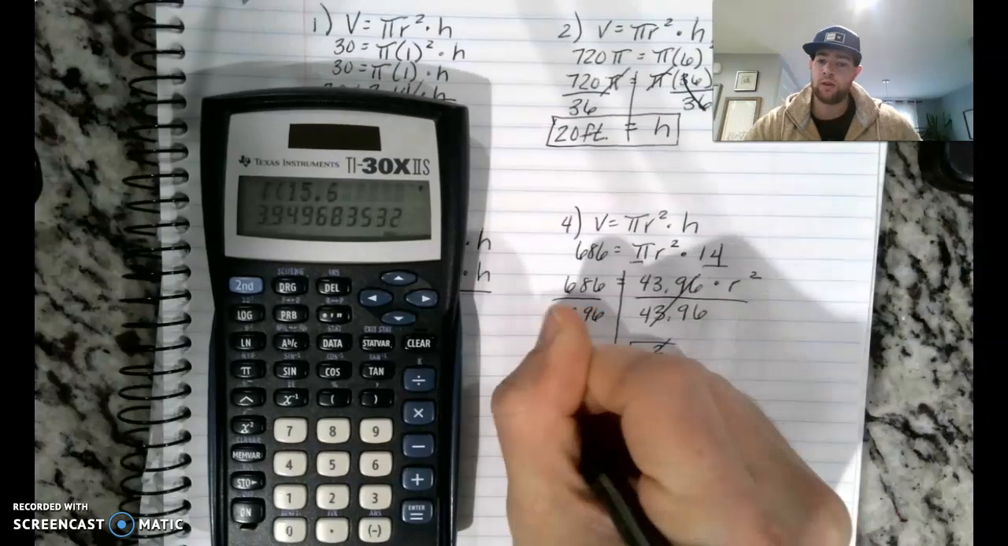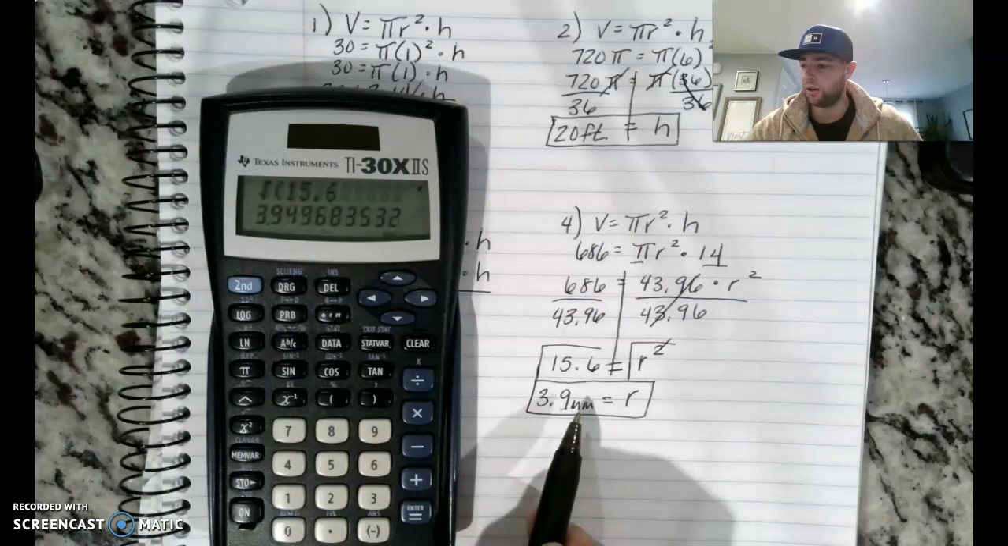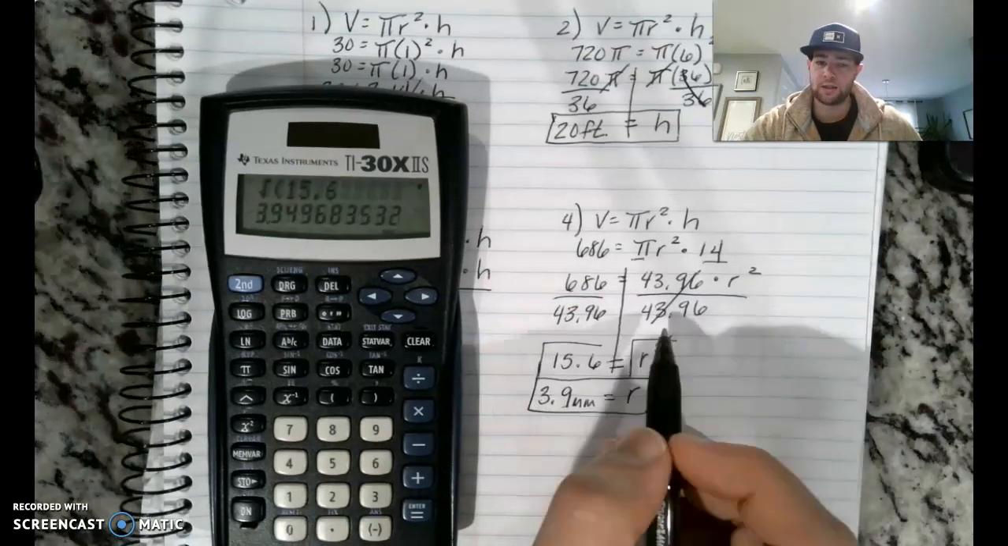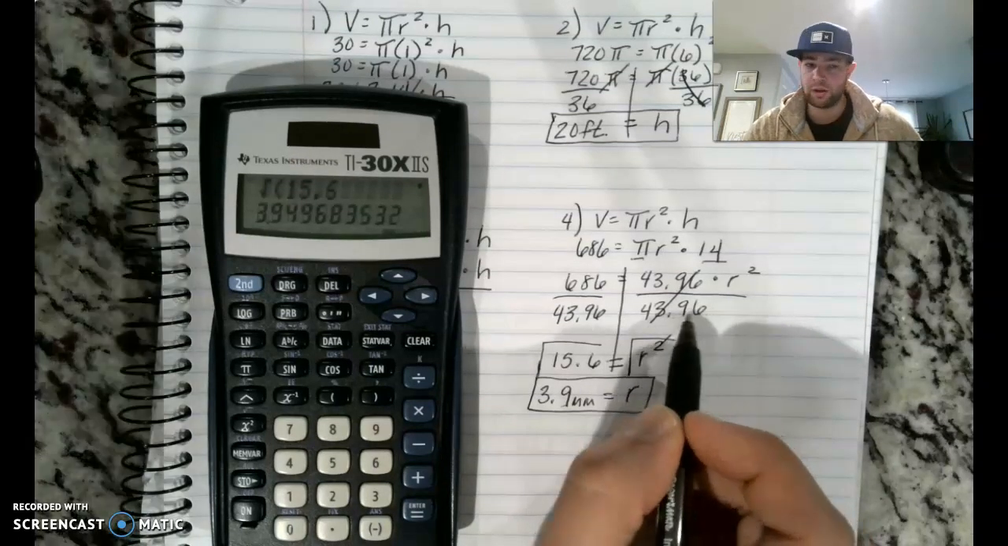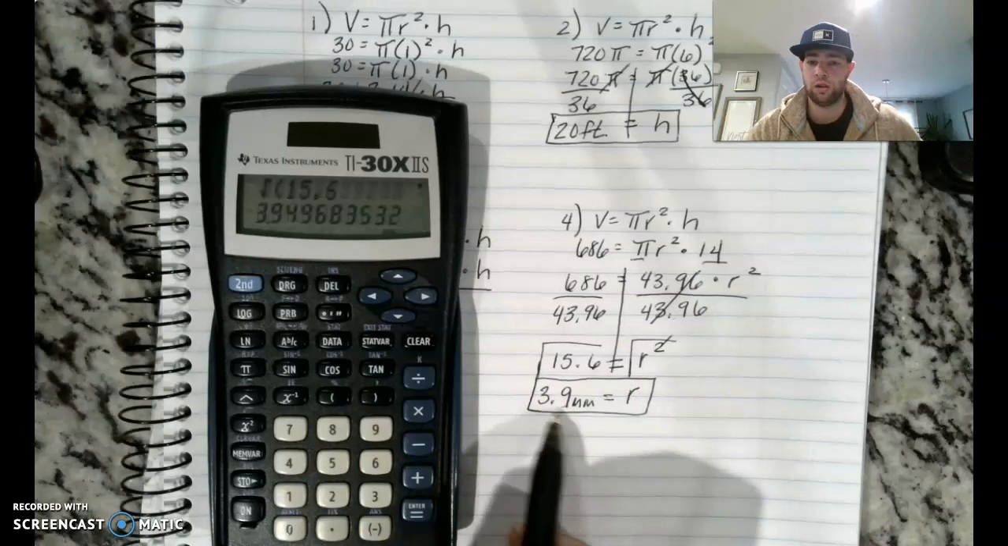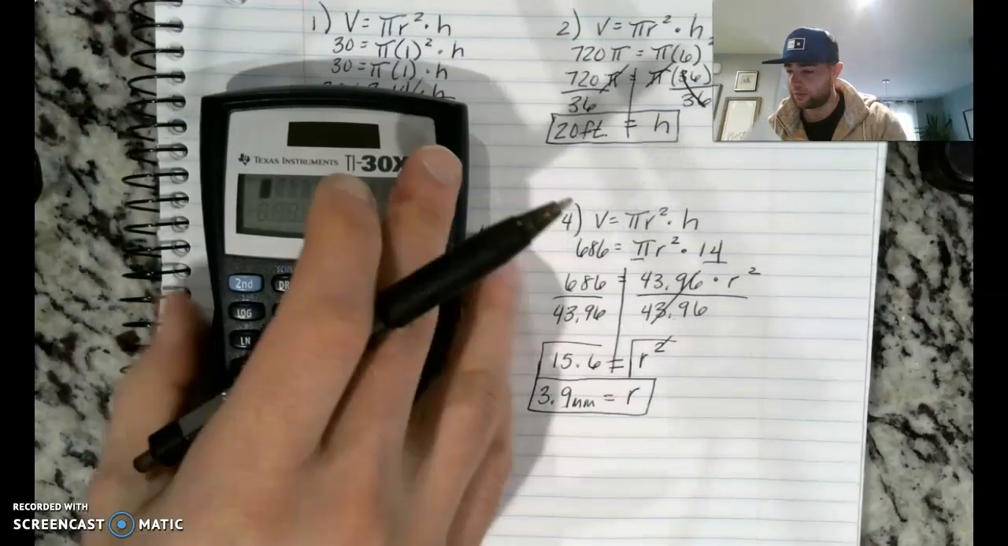If you are somewhere near this answer, that is fine. If you're off by a little bit, that's okay, because we are rounding. I kept 43.96. If you just kept it as 43.9, your answer might be just a little bit off for the radius. That's fine as long as you are close. I'm good with that. And then our final one, number 5.